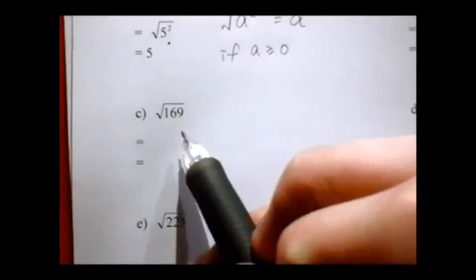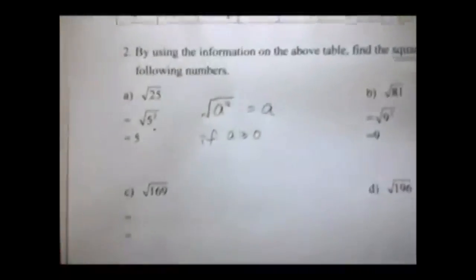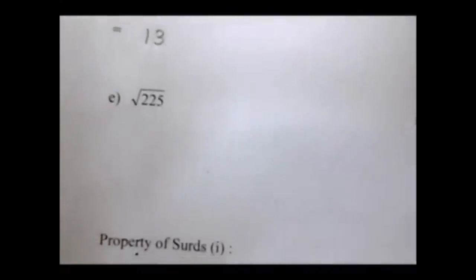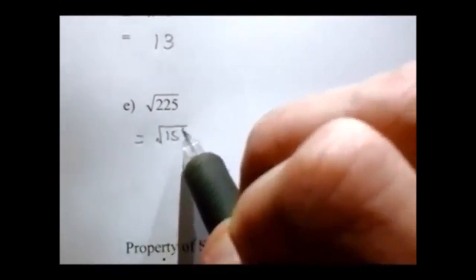If you want to find the square root of 169, it's not very difficult, because if you refer to the above table, 169 is 13 square. So you can just write down root 13 square, so it equals 13. Next one is 225. You can just write down root 15 square, so it's equal to 15.